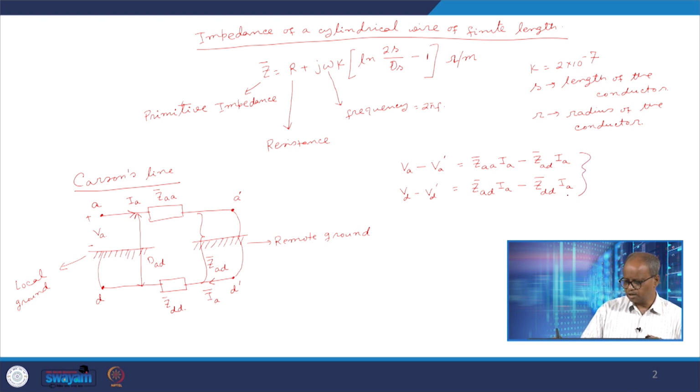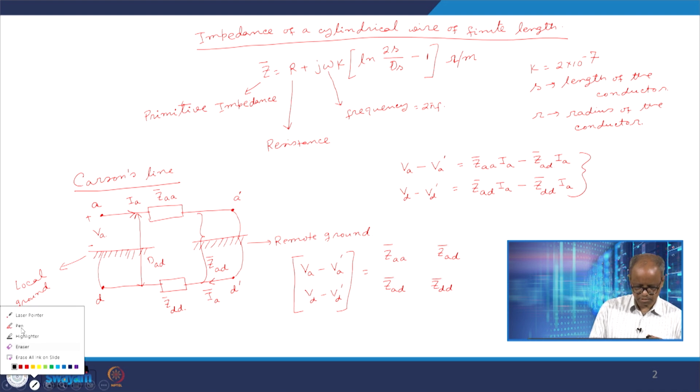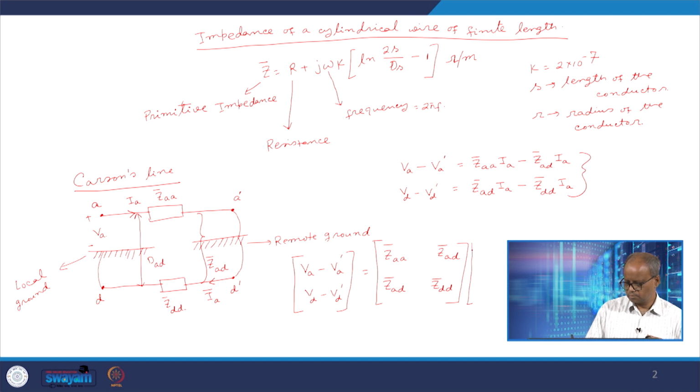So, if I take these two equations together, I get VA minus VA dash and VD minus VD dash in matrix form: ZAA, minus ZAD, then ZAD, and ZDD, multiplied by IA and minus IA.